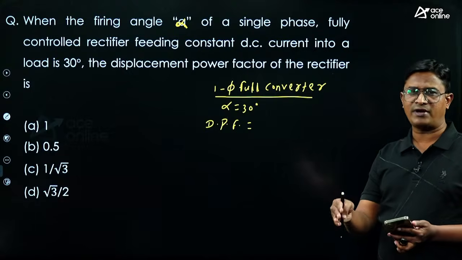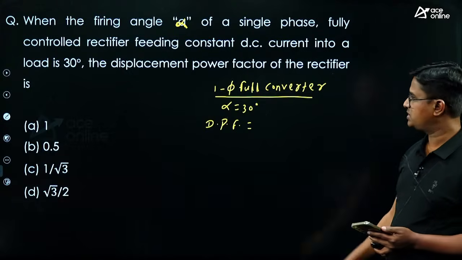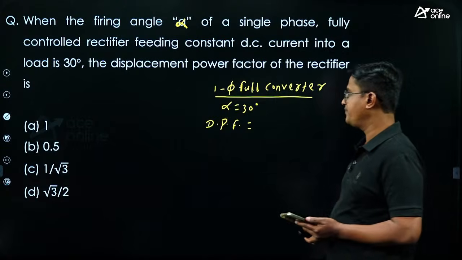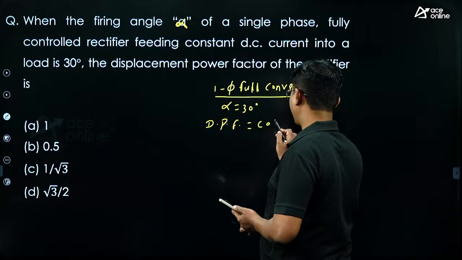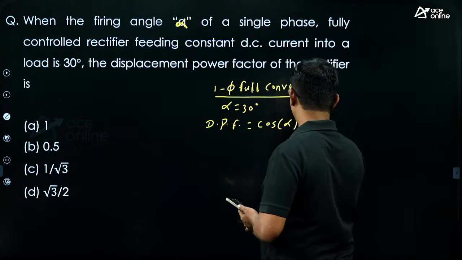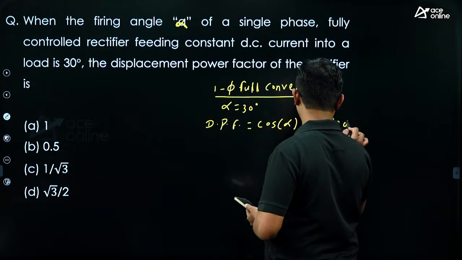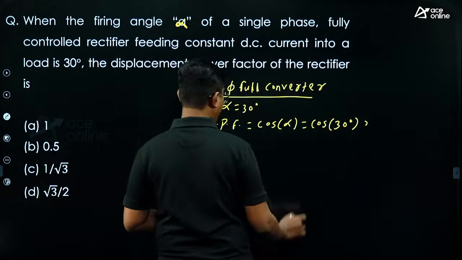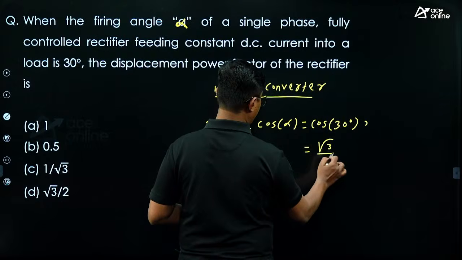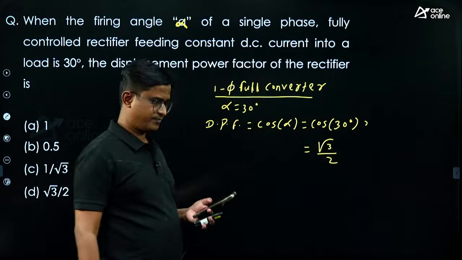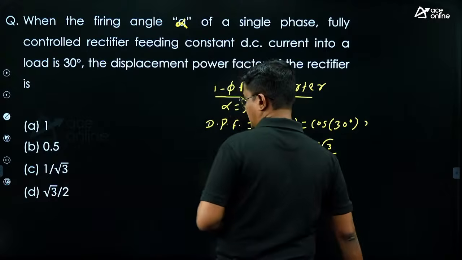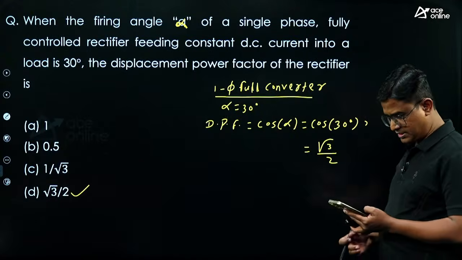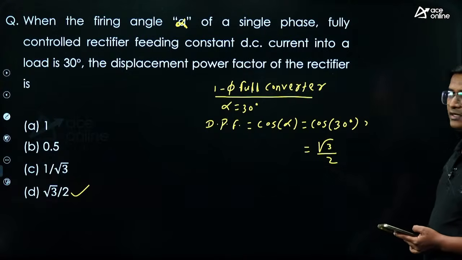By using DF and DPF, alright? We have written the expressions for single phase full converters. What is the DPF? It is cos alpha. So it is equal to cos of alpha, with alpha 30 degree, so cos 30 degree equals root 3 by 2, correct? So option D is the correct option. This type of question they have asked. Next.